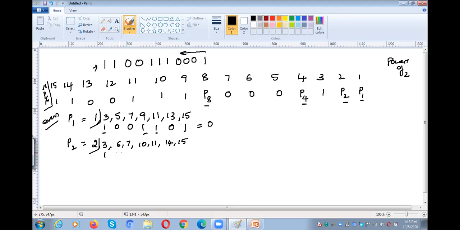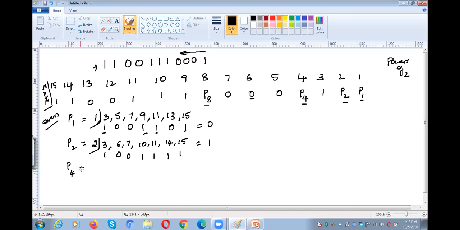So we need to discard the second position and then write down the values: 3 is 1, 6 is 0, and then 7 is 0, and then 10 is 1, 11 is 1, and then 14 is 1, 15 is 1. So the number of ones: 1, 2, 3, 4, 5. So it is an odd number of ones. We need to make them even. 5 is an odd number, so the parity bit is 1.